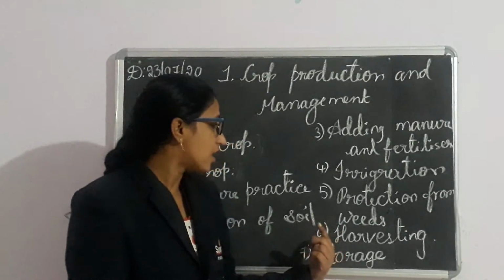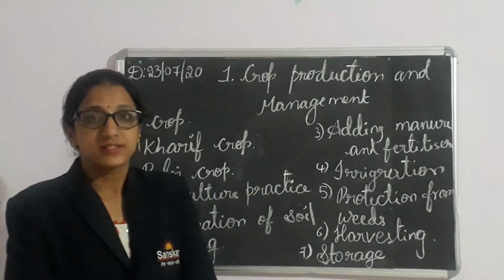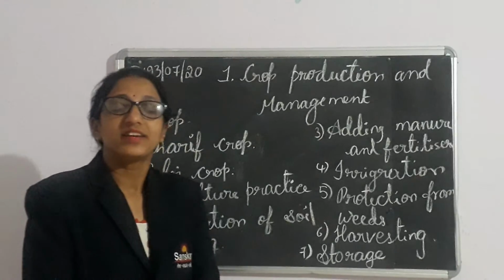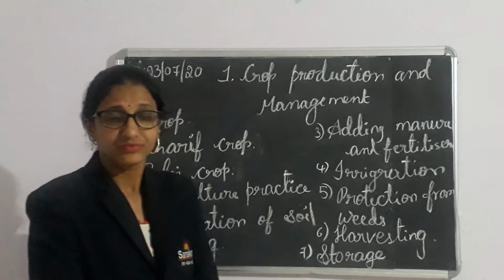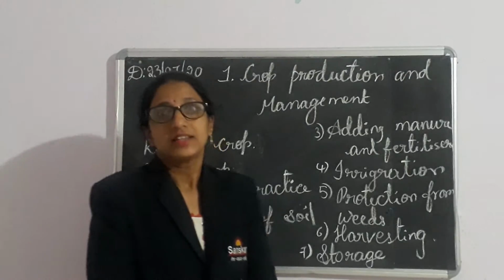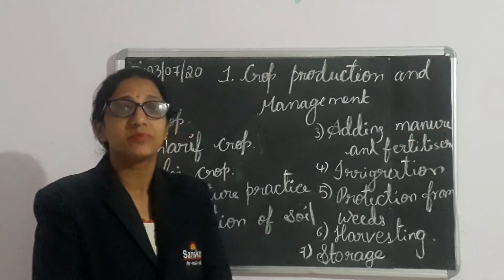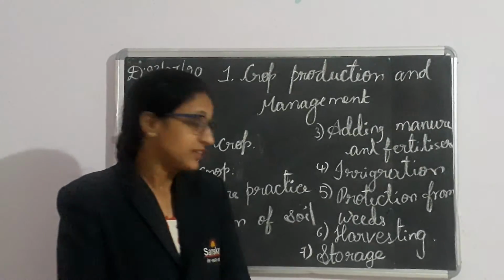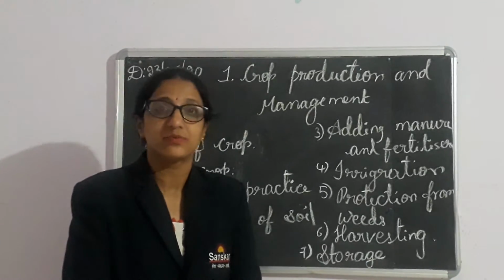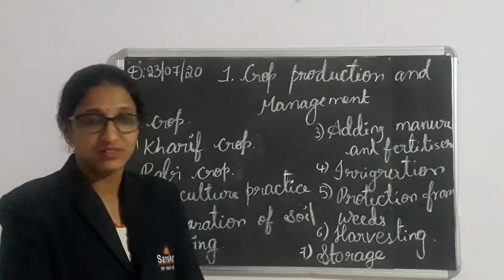After weeding, the sixth step is harvesting. Now the crop is ready, and we have to cut the plants to get the grains. That is harvesting. In harvesting, we learn two words, threshing and winnowing. Threshing means separating the grain from the chaff. And winnowing means separating the dust particles from the grains.